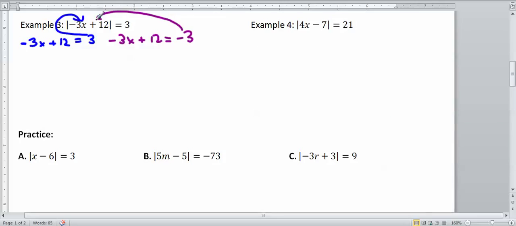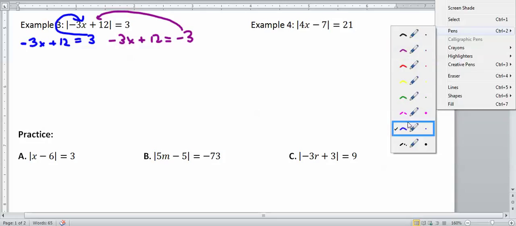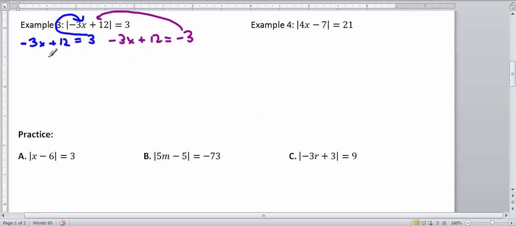And the answer will be 3, right? Okay, so I'm going to solve both of those because there's 2 values for x that work for me. So let's solve my first one. To solve for x, I subtract 12 from both sides. Get negative 3x is equal to negative 9, and then divide by negative 3. Should have got x equals 3.